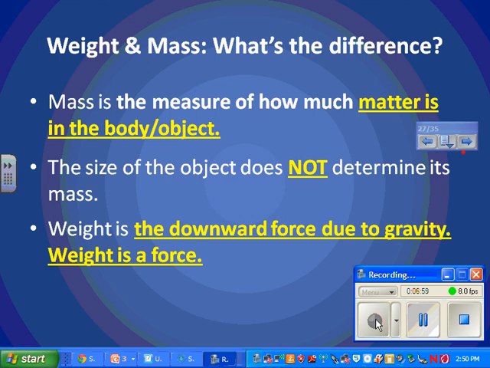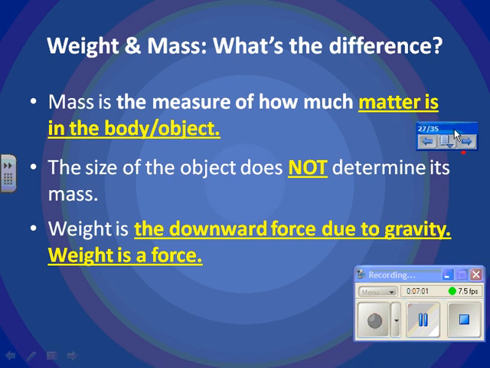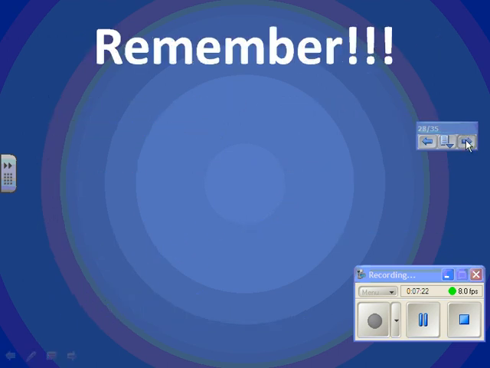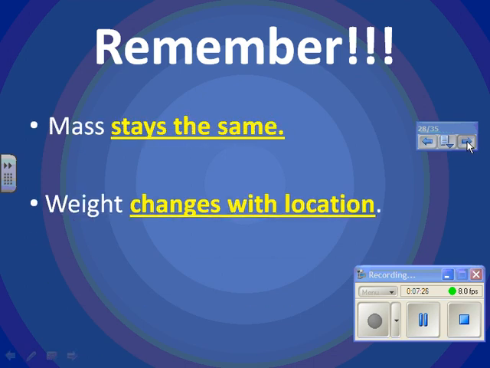What is the difference between weight and mass? Mass is the measure of how much matter is in a body or object. The size of the object does not determine its mass. Weight is the downward force due to gravity. Weight is a force. Remember, mass stays the same. Weight changes with location.